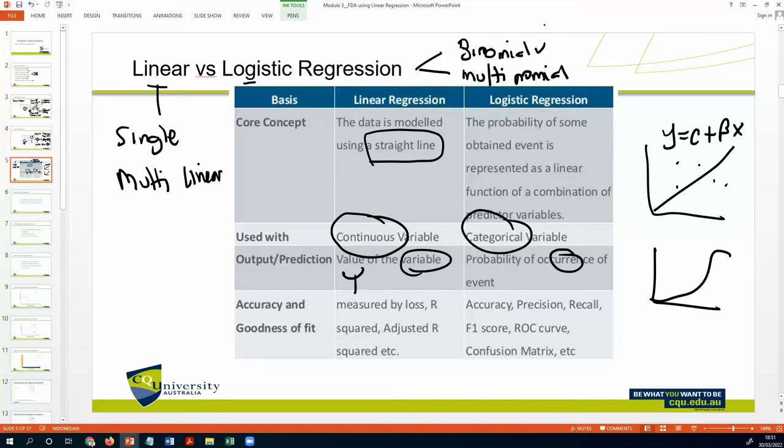The accuracy in linear regression is measured by loss, error, and R square. R square tells us the representativeness of the output and data. And in logistic regression, it is accuracy, precision, and recall.